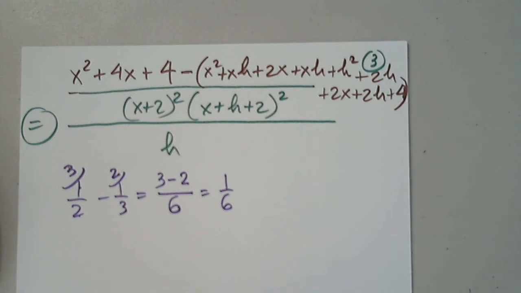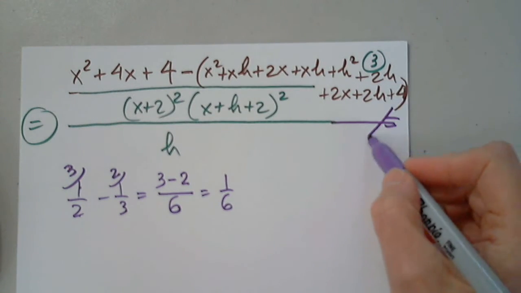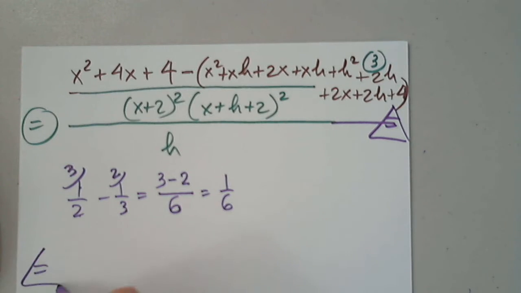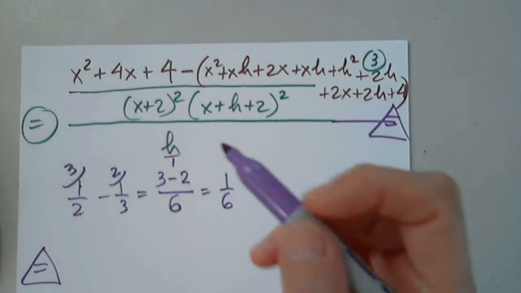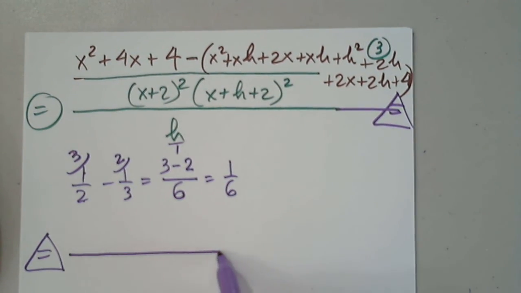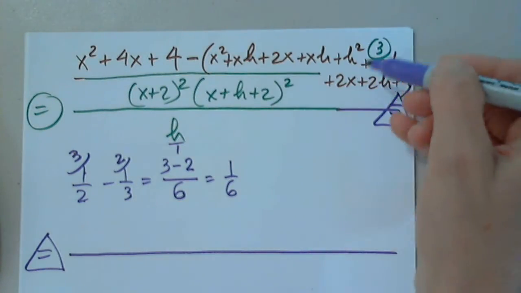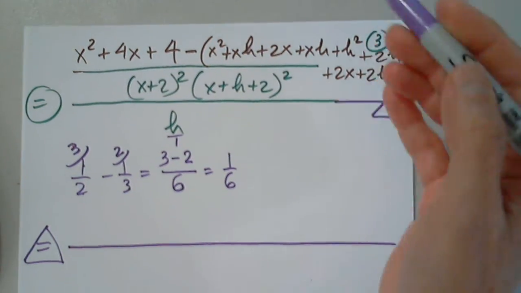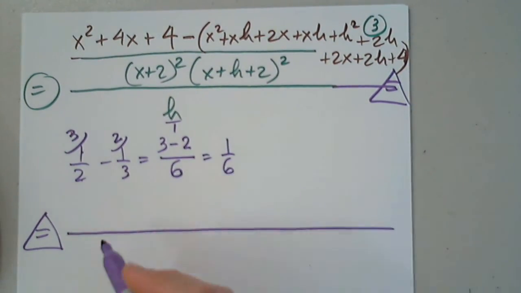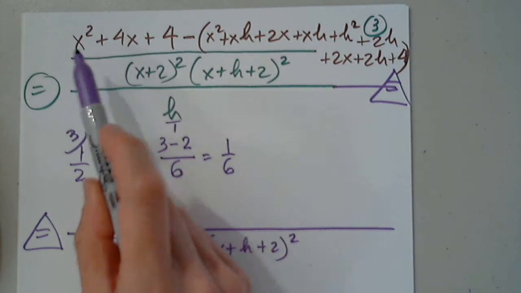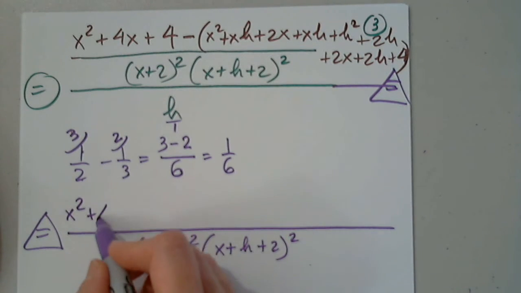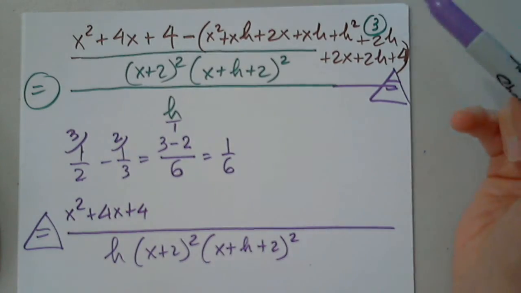What am I doing? I'm going to use the triangle now. I'm going to flip the denominator and write it again because now I have to distribute a negative sign and combine these like terms, so it's a little bit more work. So when I flip 1 over h, it's the h in front, x plus 2 squared, x plus h plus 2, everything squared. Now, x squared plus 4x and plus 4.